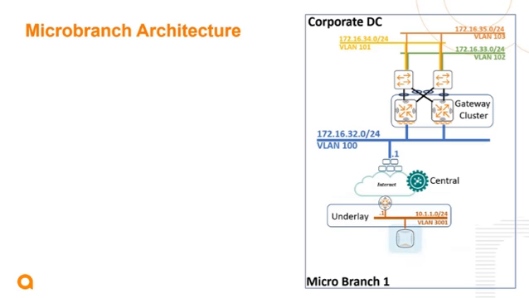So what we have here is a micro branch AP plugged into that underlay network. It's going to go out and talk to Central, and it's going to authenticate itself to Central, and it's going to wait for its configuration to be pushed down to it. So Central is going to tell it to form tunnels over to the gateway cluster. At that point, it's going to reach out and do that, and then it's going to start broadcasting that corporate SSID with the exact same security behind it that you would have at your corporate office, just like any other remote AP configuration you might be familiar with in the past.